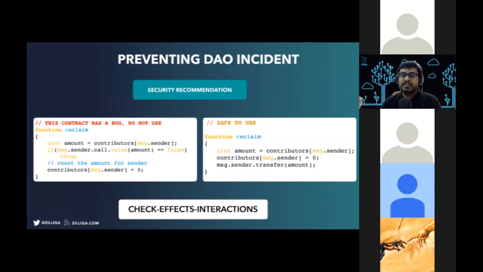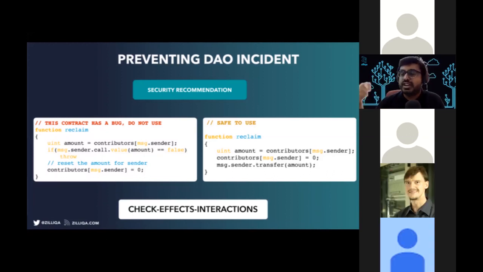So the correct way to do this in Solidity would be to first do all the state manipulations, and then eventually transfer the amount to the address. In general, the best practice is to do state manipulations first and then call a contract or interact with the outside world. So the same contract written the correct way in Solidity is: we first get the amount that has to be sent back to the user, then we set the value of the user's amount back to 0, and then we transfer the relevant amount to him. This is called check effects interactions. It's a design pattern basically.